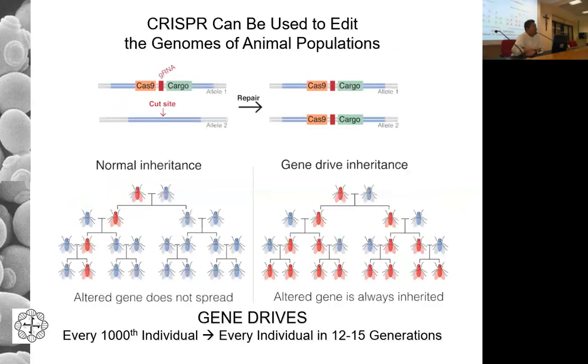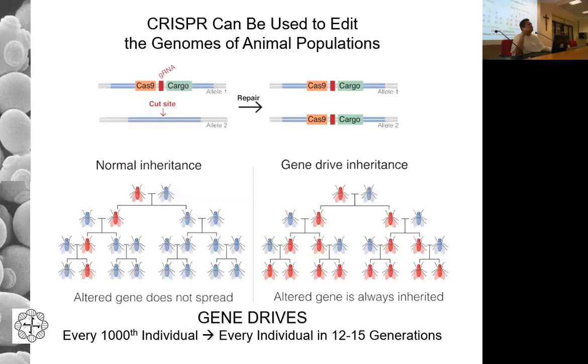Now, this is another proposed use of CRISPR. This is called gene drives. This is the way that you can use CRISPR to edit the genome of an entire animal population. And this is being used today primarily for controlling insects. So what happens here is the red insect is carrying CRISPR as well as the gene that you wanted to carry.